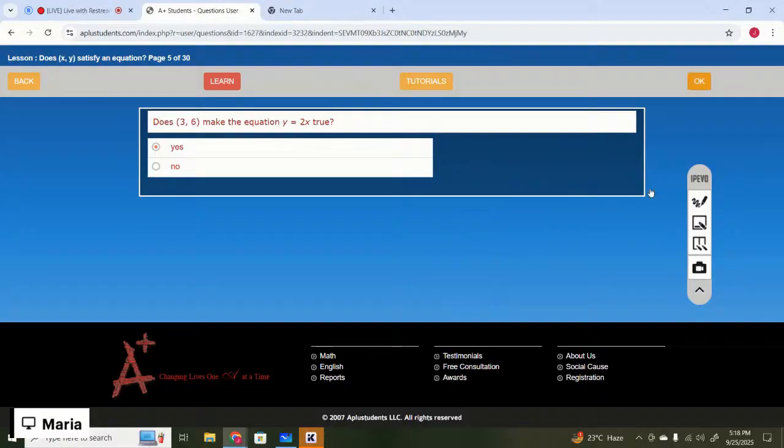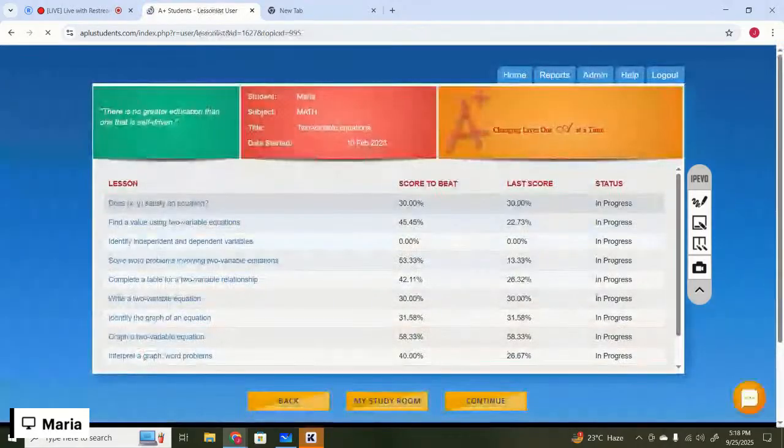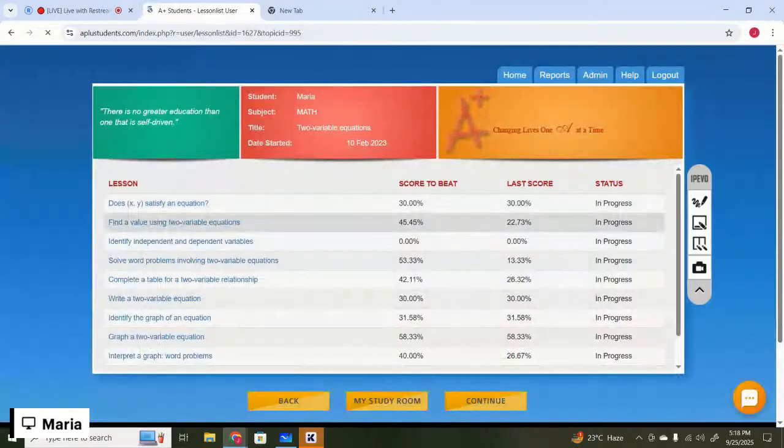Okay, you can complete the lesson by yourself later today. Let me move on to the next lesson, that is find a value using two variable equations.